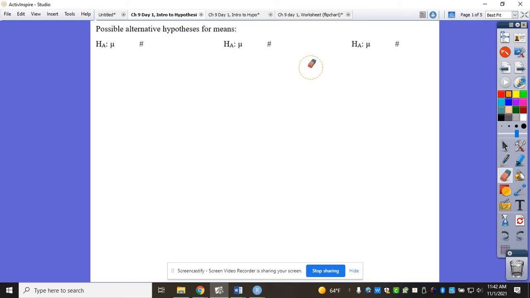Alright, so I only wrote these as for means, but I could plug in P instead of mu if I wanted to. What are our three options for what can go in the alternative part? So those are my three options. So we just talked about this.